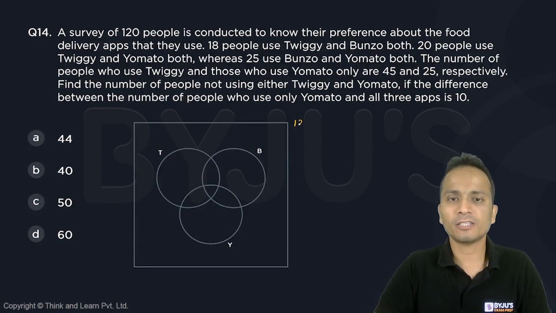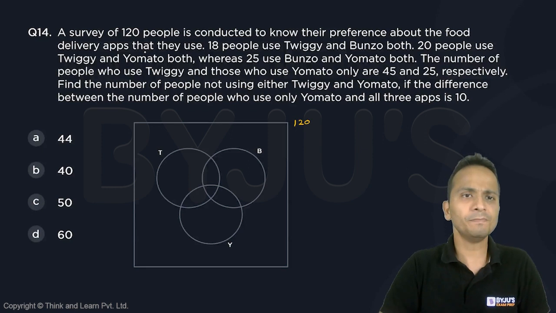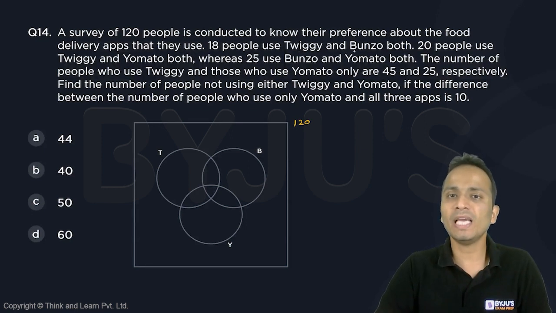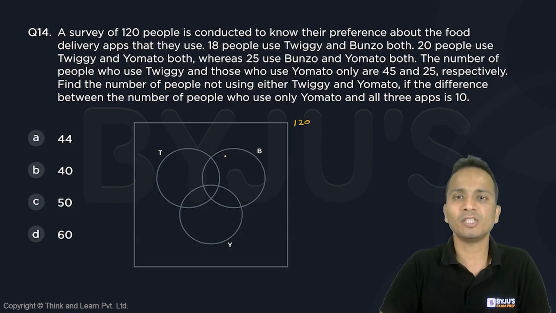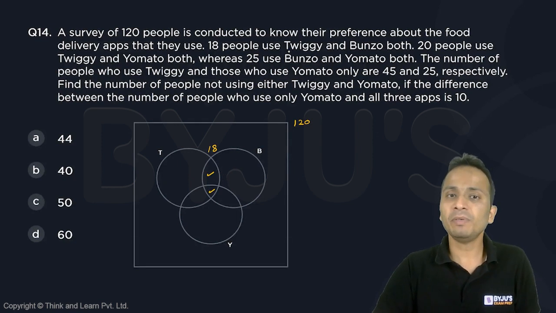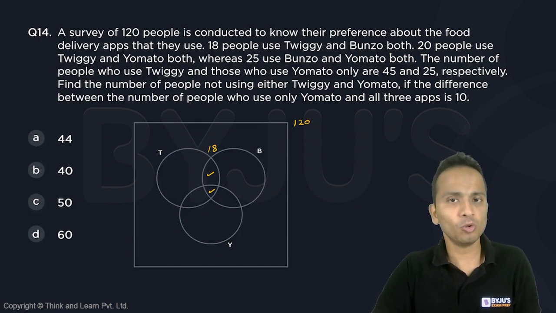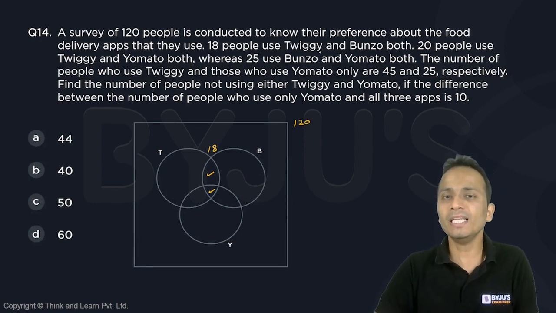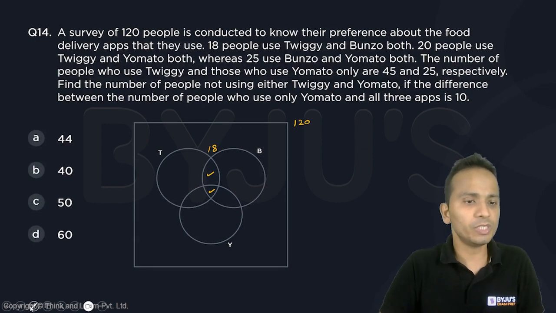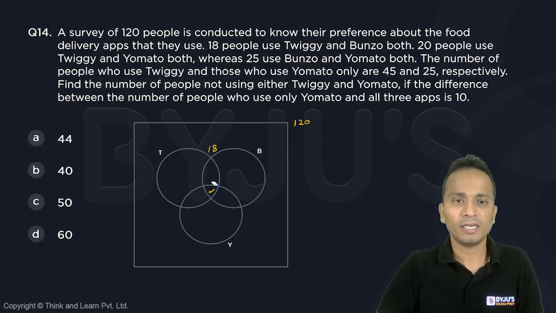The universal value is 120. Now, out of these 120, 18 people use Twiggy and Bunzo both. Twiggy and Bunzo both, that is 18 people. It will be the sum of this and this region. So, "only" is not mentioned. 18 people use Twiggy and Bunzo both. They are not saying that only Twiggy and Bunzo. So, 18 will be the sum of these two regions that I have marked. I'll remove it. So 18 is done.